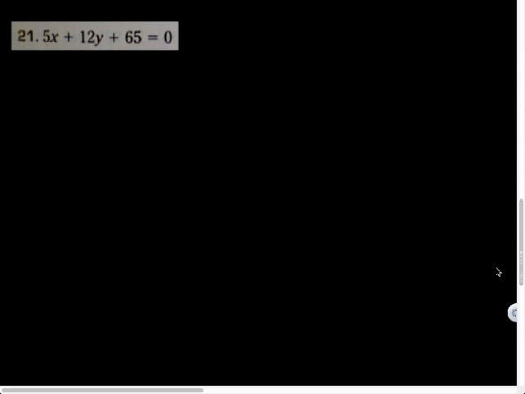Here's problem 21. It had different directions. It says write each equation in normal form, then find the length of the normal and the angle it makes with the positive x-axis. Let's label things: A is equal to 5, b is equal to 12, and c is equal to 65. What I'm going to do is my little square root thing, and in this case the sign of this square root is negative because it's the opposite of c.